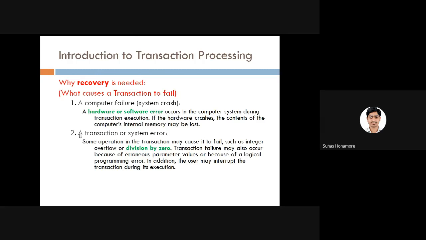The second one is a transaction or system error. While executing the transaction, maybe you got some error, so at that time you have to stop that transaction and recover it back. For example, in your transaction you are doing a divide by zero operation. Divide by zero normally gives us infinity values, and those kinds of things are not supported here.